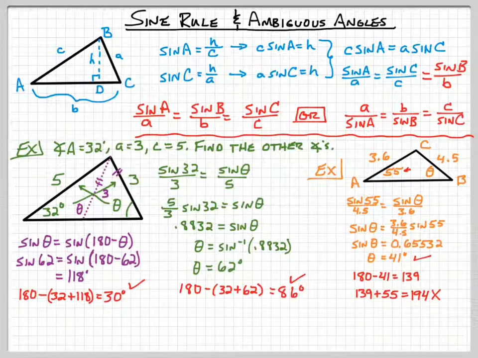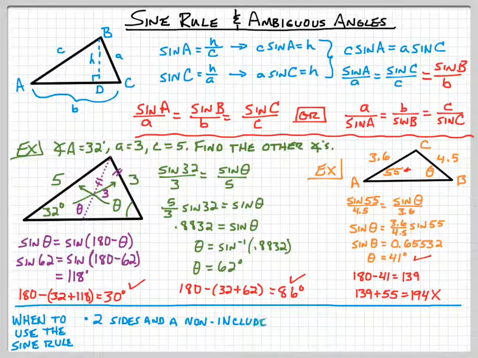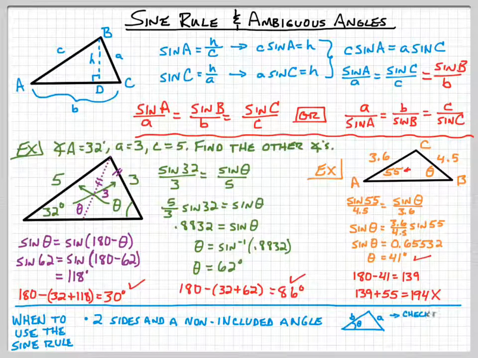Okay, so let's summarize this. When do we use the sine rule? So we've got two situations really when we use this. The first situation is if we have two sides and a non-included angle. So what's a non-included angle? Well, that's like the two scenarios we just looked at, where we've got theta as one angle, and then we've got the opposite side and one of the adjacent sides. So that's two sides and a non-included angle. And with this, we always want to make sure that we check for ambiguous angles. Always, always, always check that to make sure that you're not missing a triangle.